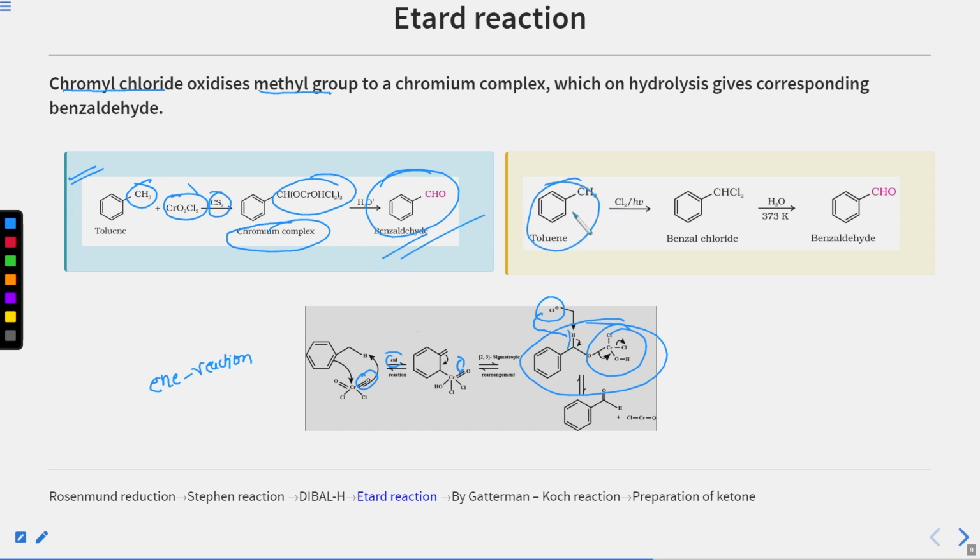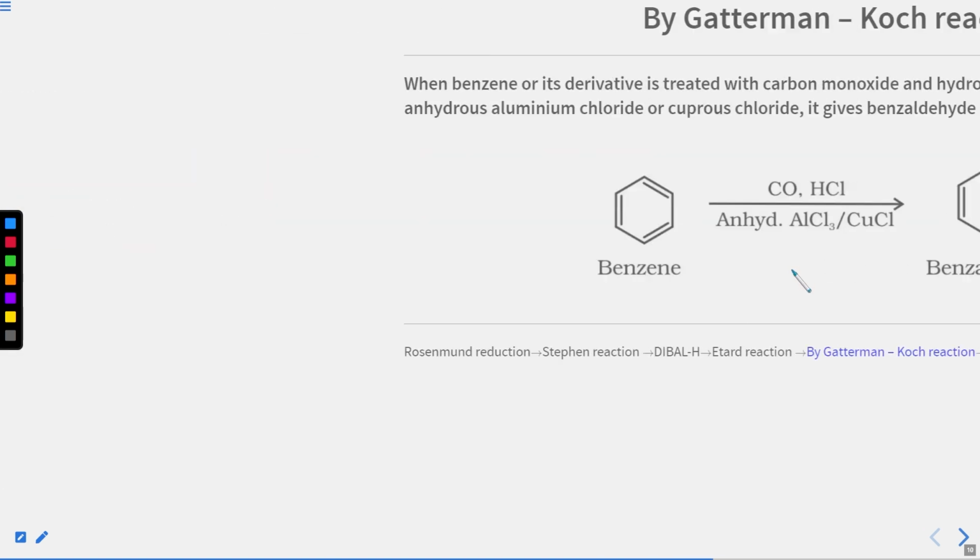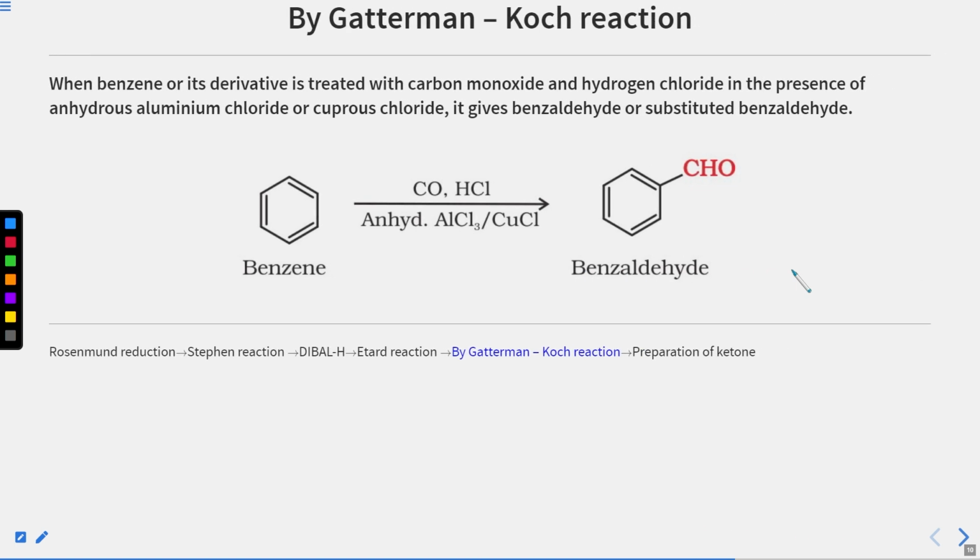So what we are doing, we are doing the side chain chlorination of this toluene. So first we have done the side chain chlorination, and further upon hydrolysis it gives you aldehyde at very high temperature. Okay, at very high temperature. Next we will move to Gattermann-Koch reaction.